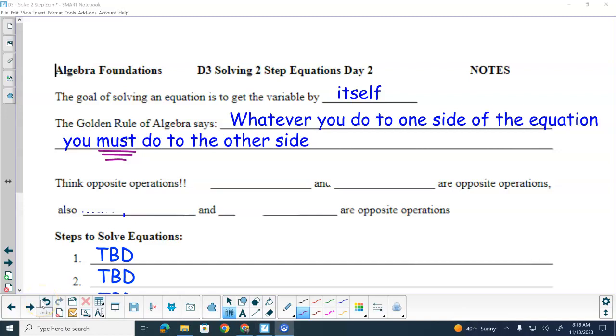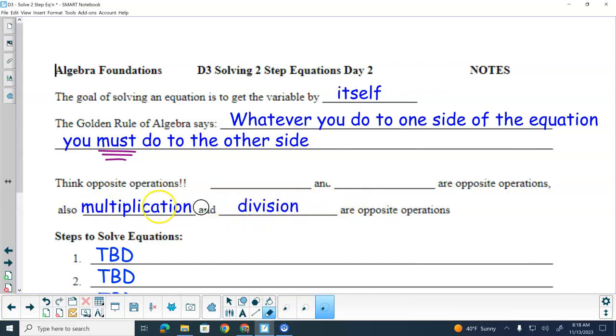Give me 2 opposite operations in math. Multiplication and division are opposite operations in math. Yes. Addition and subtraction are the other 2.